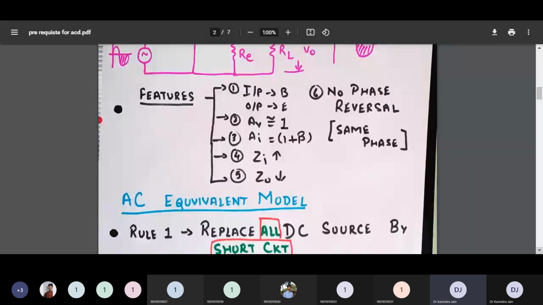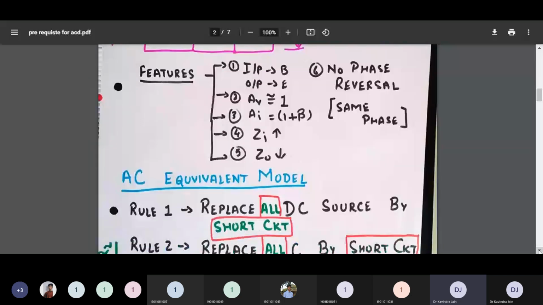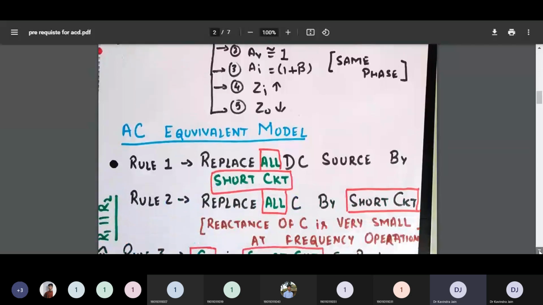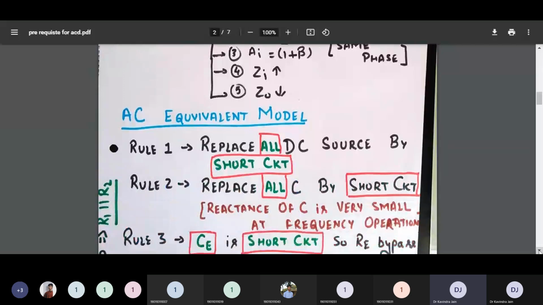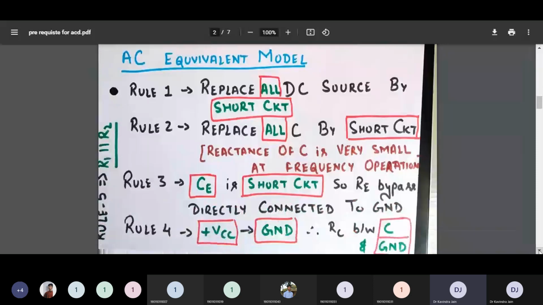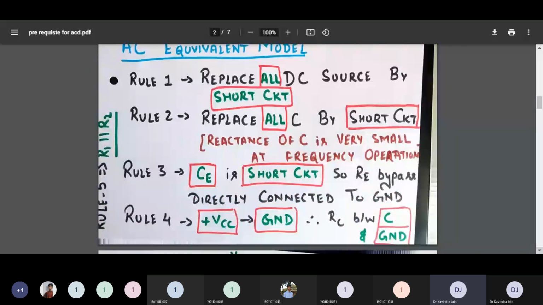Rule 1 for AC equivalent model was to replace all the DC sources by short circuiting it. Rule 2, replace all the capacitors by short circuiting it. Reactance of capacitor is very, very small at high frequency operations. That is why we were trying to remove all the capacitors. The bypass capacitor was also short circuited, so RE was bypassed, directly connected to the ground, and plus VCC was also connected to the ground, that is between RC and ground. Rule 5 was R1 is parallel to R2.